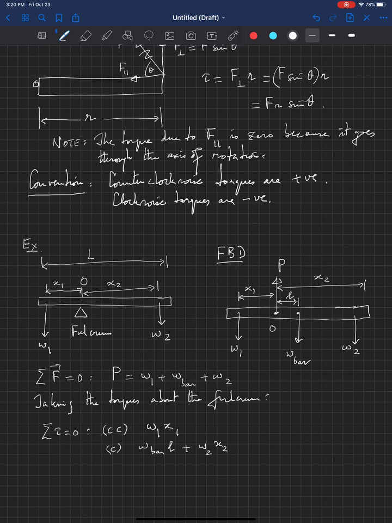What about the torque of the force P? Well, the force P is going through the axis. So the torque of that force is 0. So now you can write down your torque equation. The torque equation then becomes, this then leads to W1 x1 equals W bar times L plus W2 times x2. So there are your two equations.